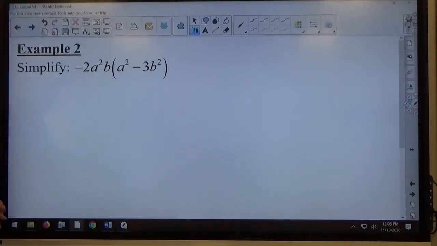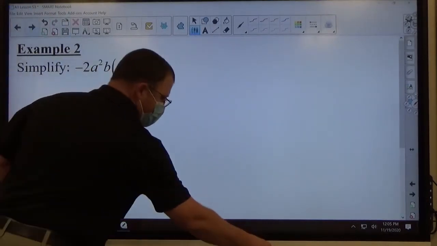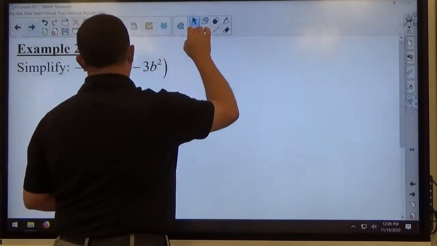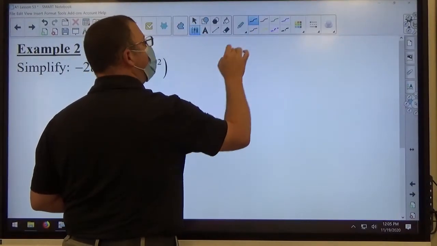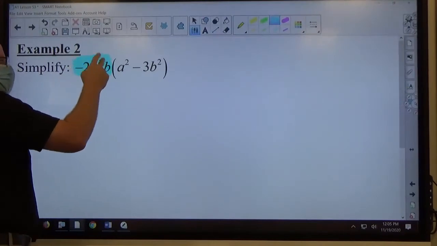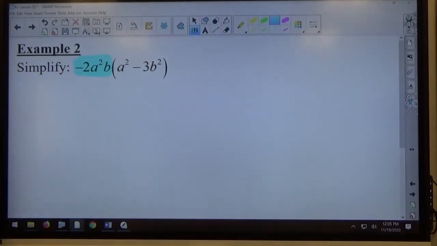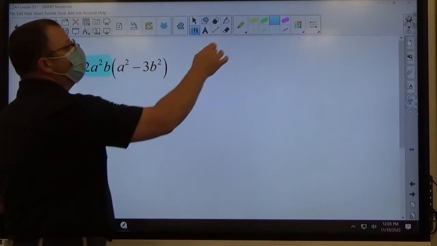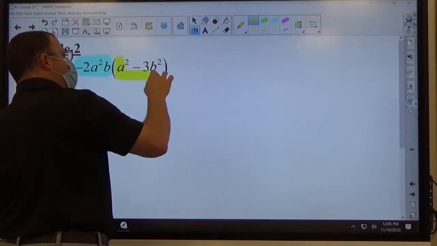Moving on to example 2. Notice, I have negative 2a squared b. There's no pluses or minuses in between objects there. That's one full term, negative 2a squared b. That's being multiplied by a squared minus 3b squared.